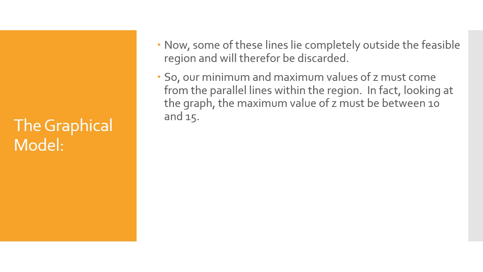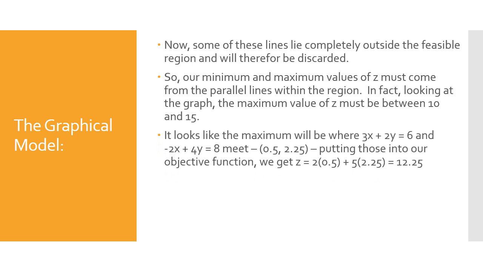Now when we look at the graph, the maximum value of z we see has to be between 10 and 15. In fact, it looks like the maximum value is going to be where 3x plus 2y equals 6 and where negative 2x plus 4y equals 8 meet. Two of our constraints where they meet, and that's going to be at 0.5 and 2.25. If you put those into your objective function and solve for z, you get 12.25. Again, if you look back at the graph, the minimum occurs at 1, 0, and putting those numbers into the equation gives us a z of 2.